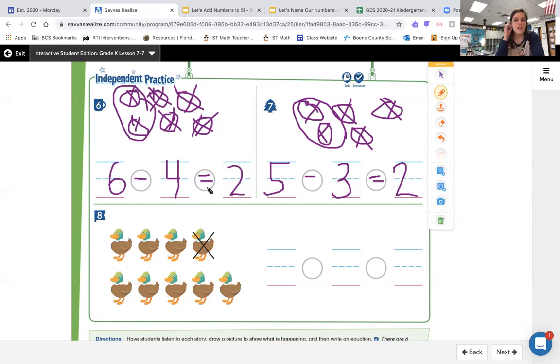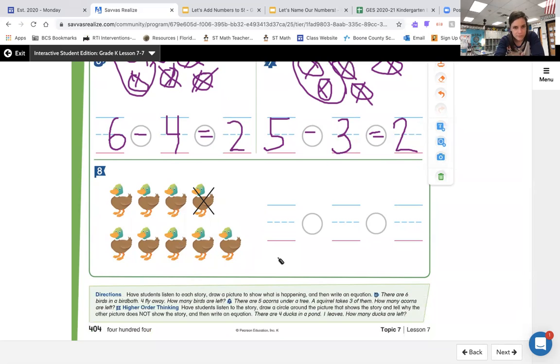How about that? All right, on our challenger, it says that we're going to listen to the story, draw a circle around the picture that shows the story, and tell why the other picture does not show the story. So we have 2 rows of ducks here. Here's the first row, and here's the second row. Okay, so we have to circle the row of ducks that matches the story, and then we're going to write a sentence to match the picture and the story.